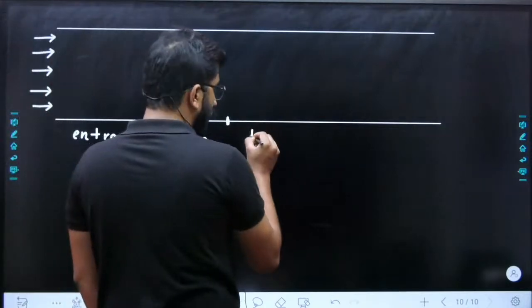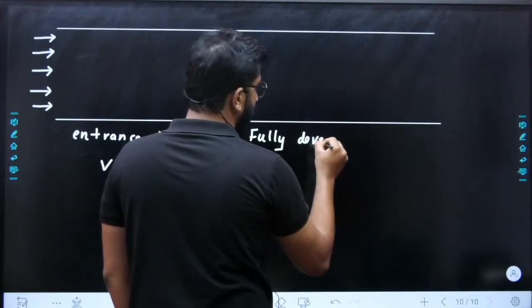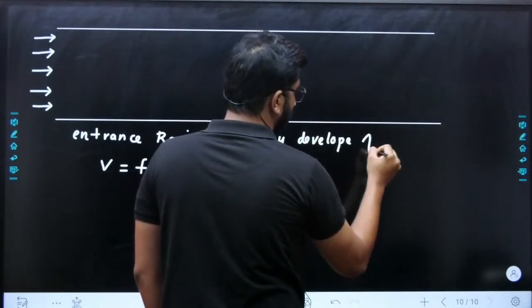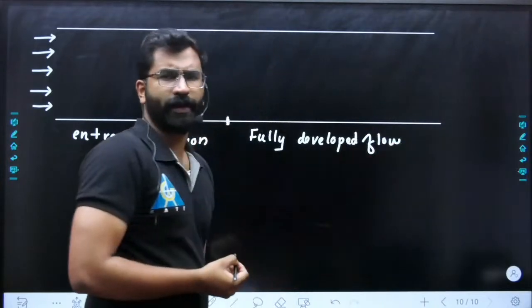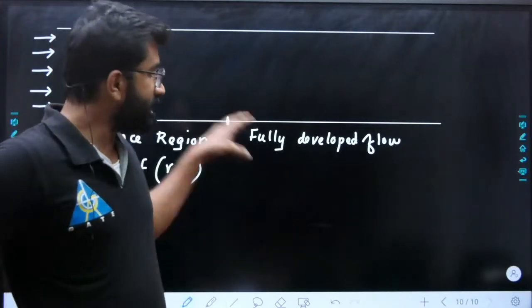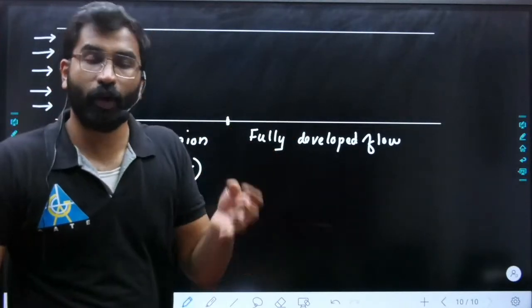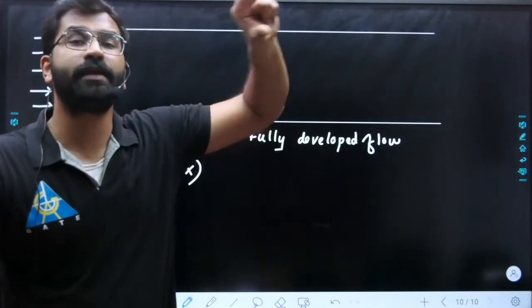Now, in the fully developed flow region, what has been fully developed? You should think about that, right? Whenever we say fully developed flow, what is the meaning, what has been fully developed, okay? Why are we calling it fully developed flow?